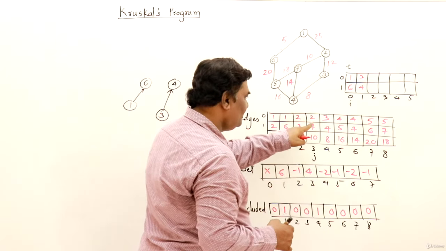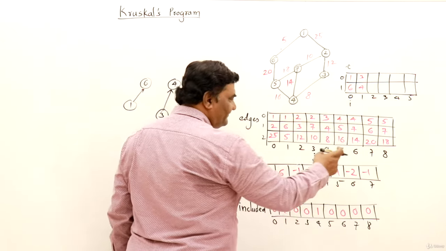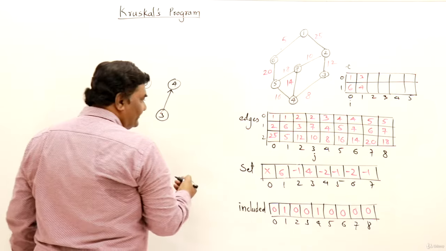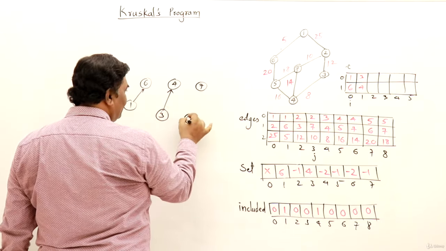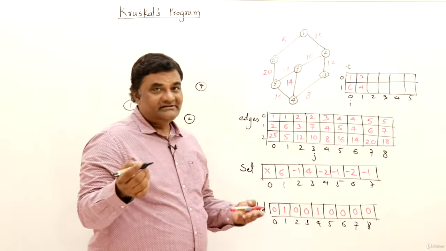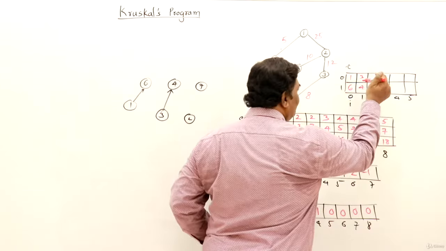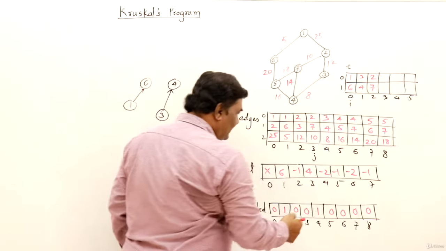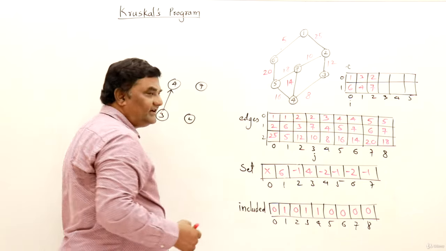Find 2 and 7. Find 2 minus 1. Find 7 minus 1. So this means that this is 7 and this is 2. I will write like this. They are independent now. Then it means it's not forming a cycle. So you can include this one, 2 comma 7. 2 and 7 are included here. And this one, 3, is made as 1. It means it is included.